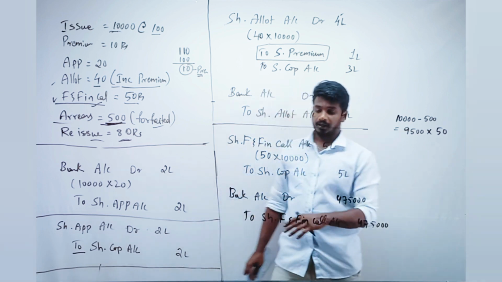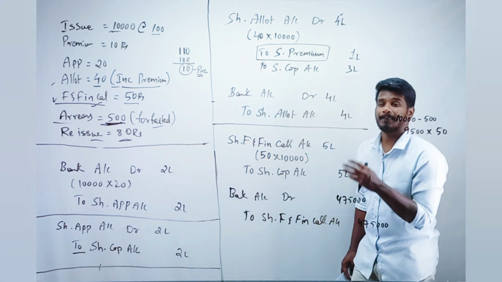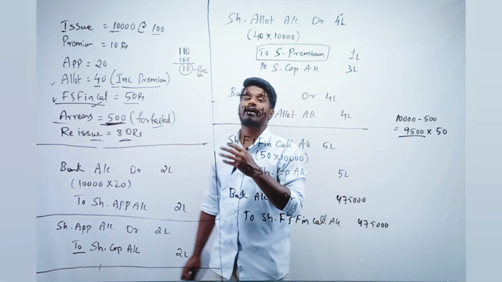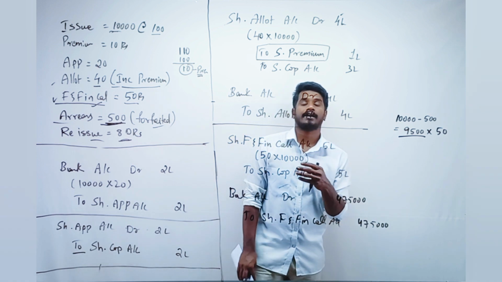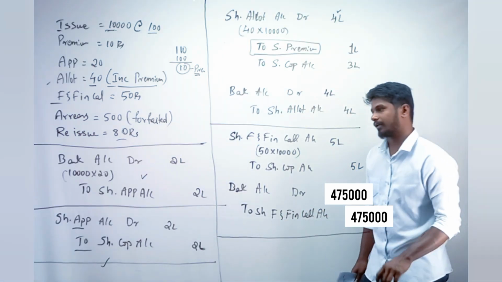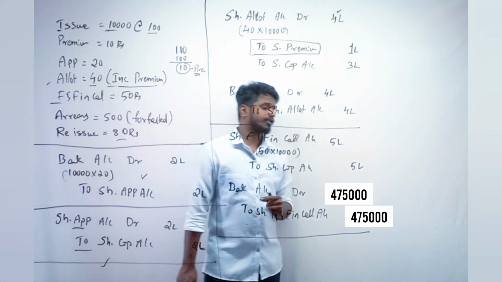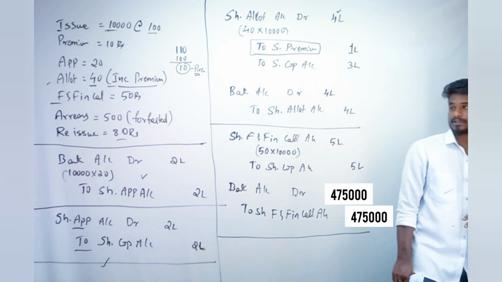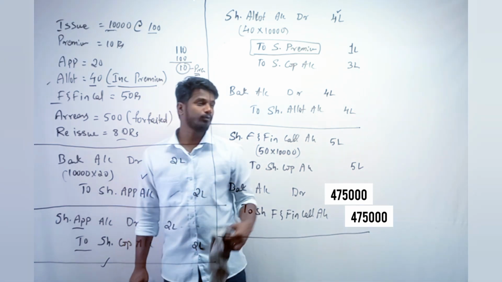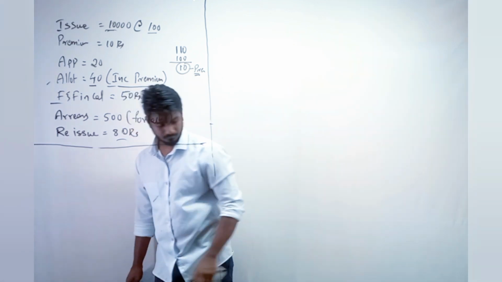credit, right? The narration will be first and final call money received on 9,500 shares, right? So here we completed 6 entries, correct? So we have 3 more entries. So first note it down. So 3 more entries are there. Shall I erase this? Yes.